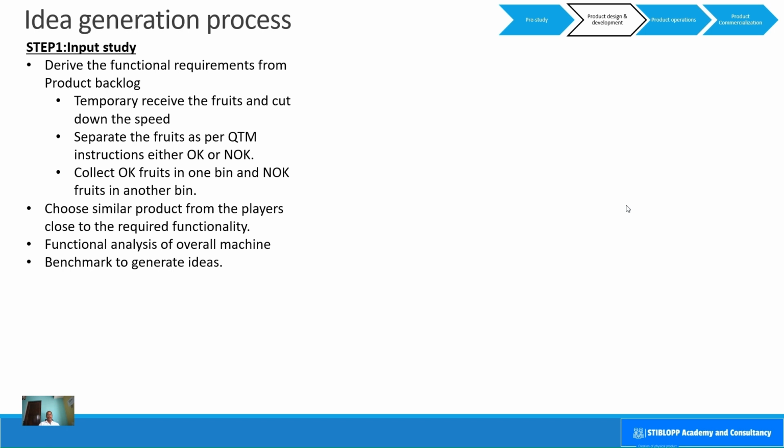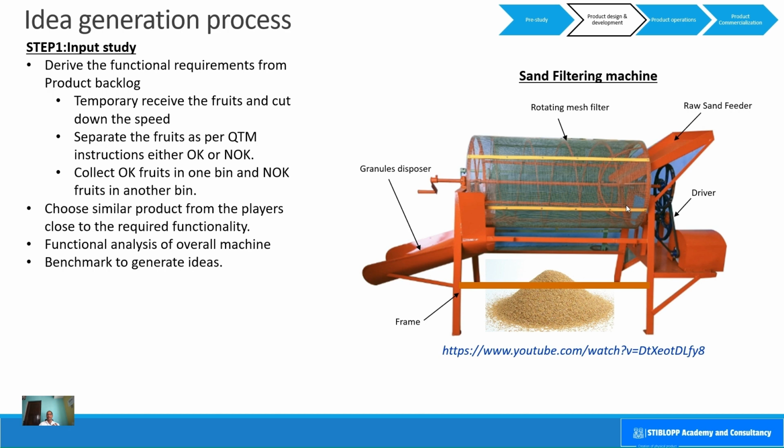And the third one is to collect them in two separate bins. Okay. And the next step in the input study is to choose that product from the players list which is close to the functionality of our machine. The next one is to do the functional analysis of the overall machine and benchmark to generate the ideas. Now let's try to understand which is that product which we have taken to benchmark. So it's nothing but the sand filtering machine.